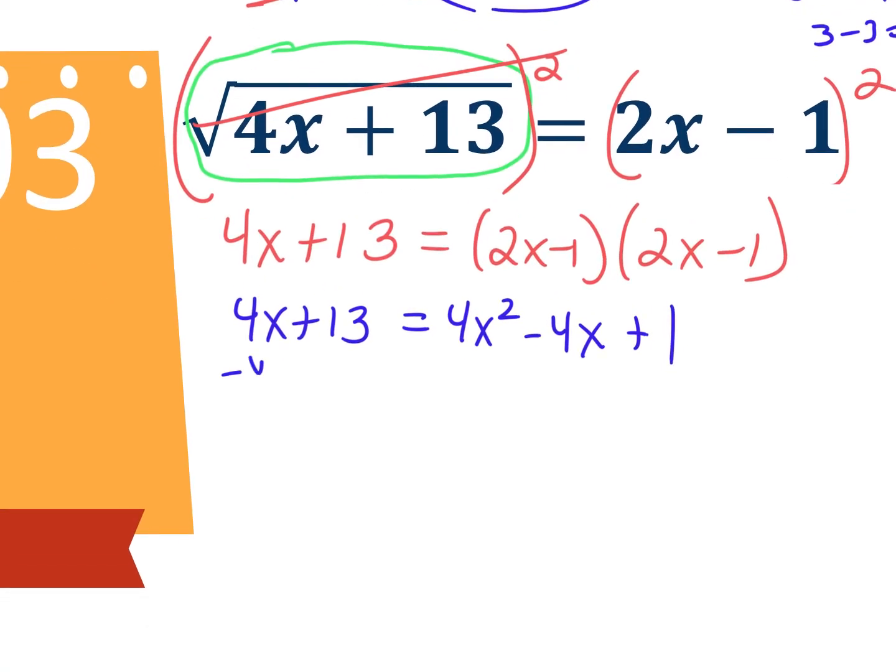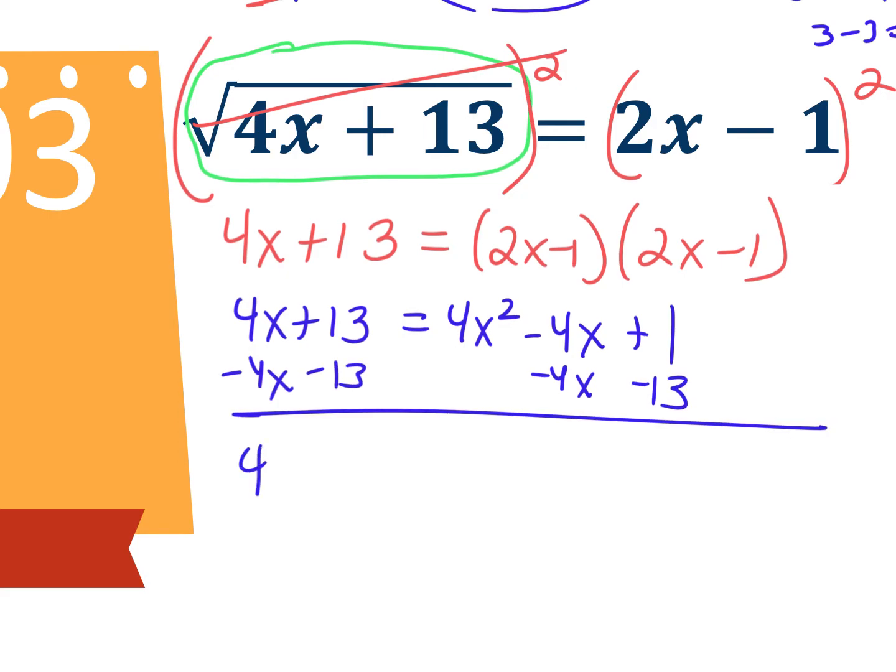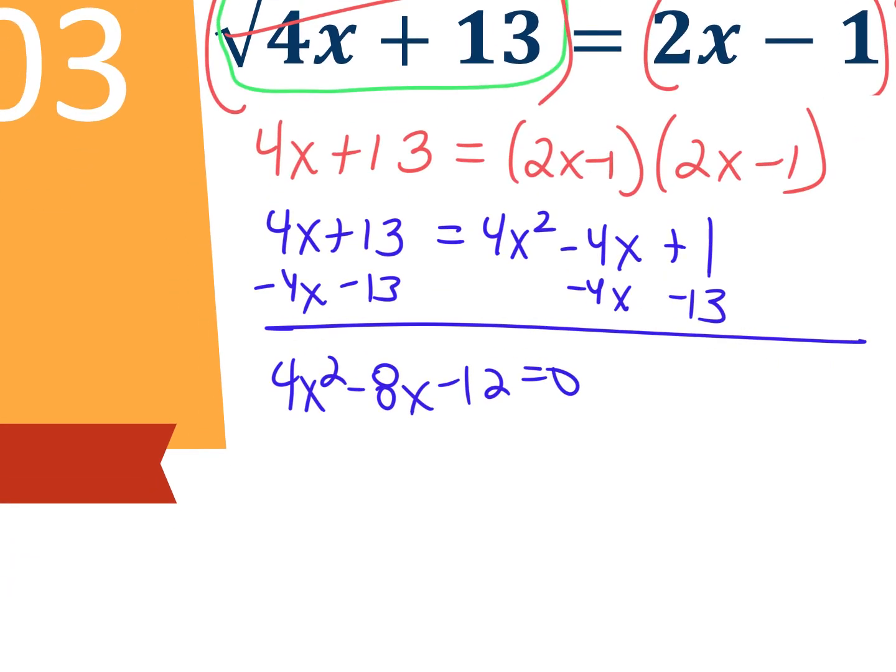So let's subtract 4x from both sides and subtract 13. So 4x squared minus 8x minus 12 equals 0. Quadratic formula, completing the square, all that good stuff. What's the first thing you should try? Try to factor it. What can I take out of all 3 of these? All right, so let's factor out that 4. I'm left with x squared minus 2x minus 3 equals 0.